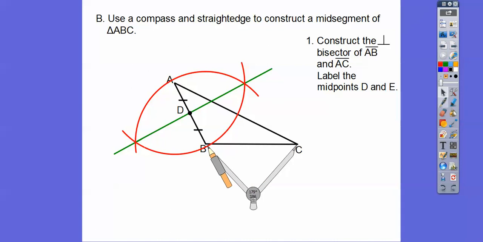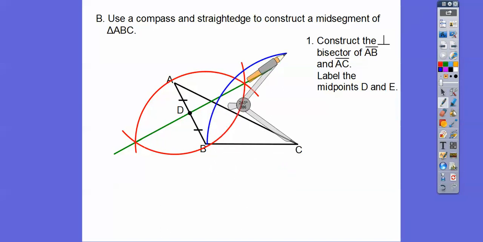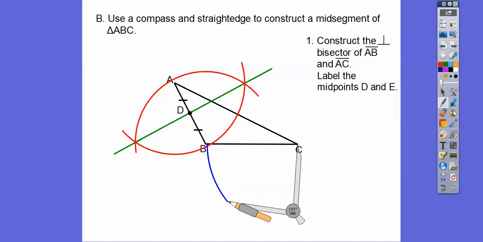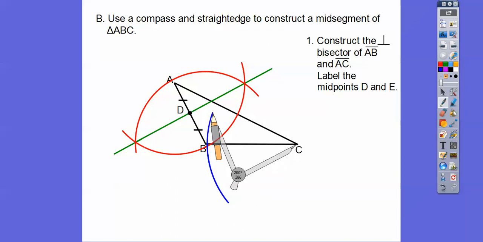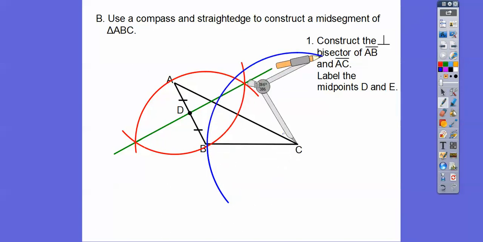Let's change colors so they're different colors here. That's red up there. I'll stick with blue since it's there. Okay, I'm going to do an arc over here. I better go back and do that again. Okay, here we go. There's my arc right there, and then I'm going to take that same compass opening, go over here, and do the same thing. You guys know what I'm doing.